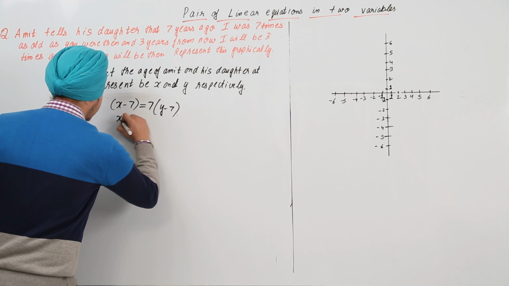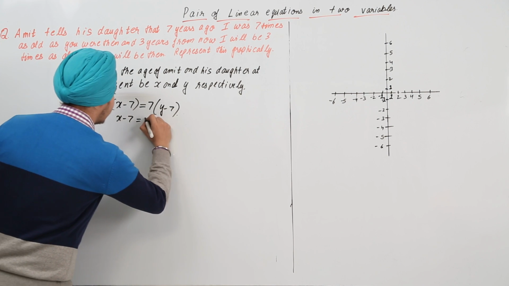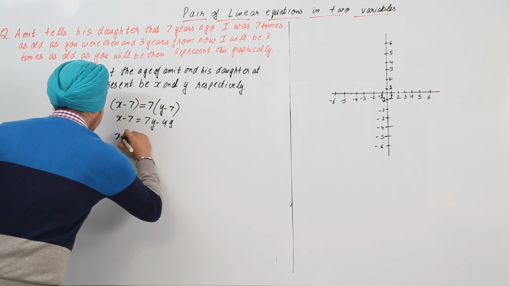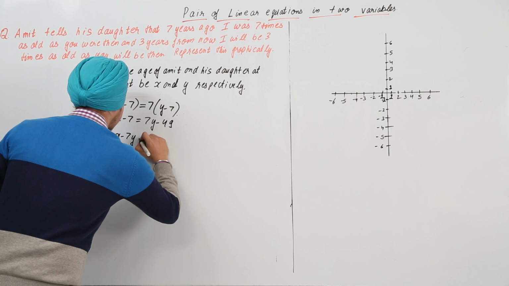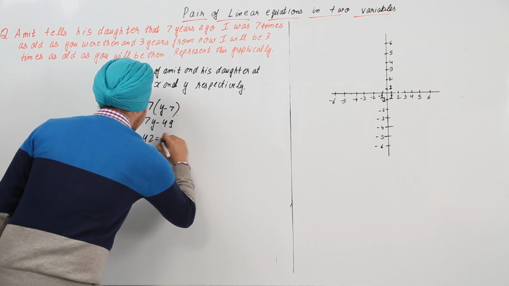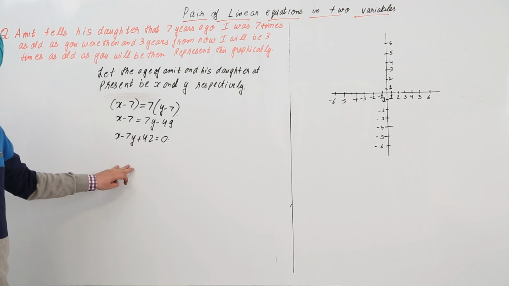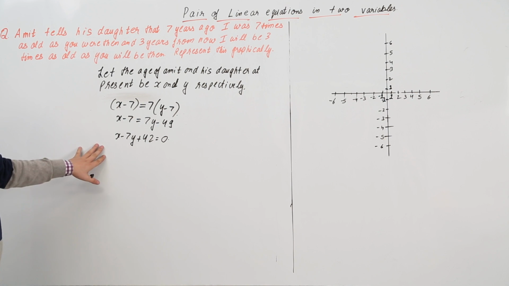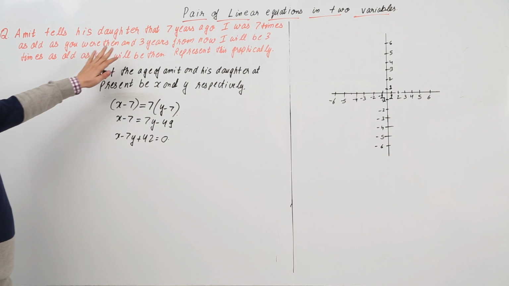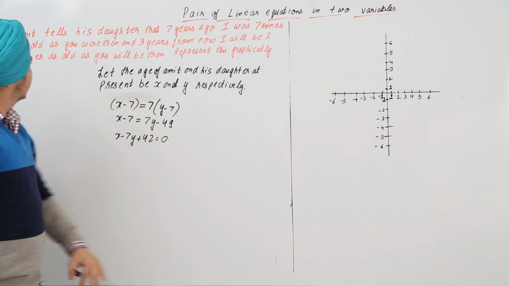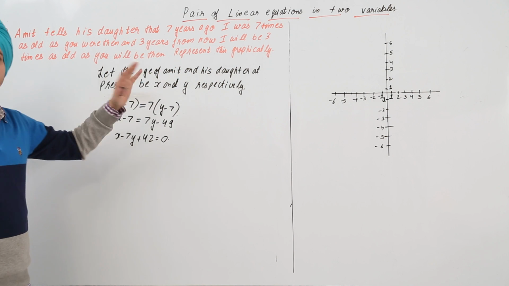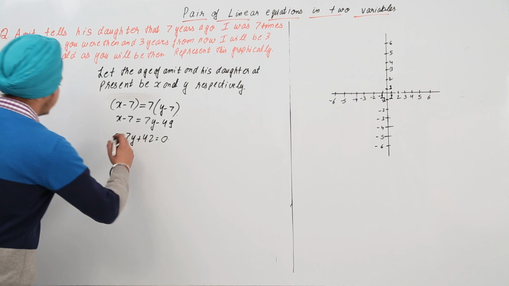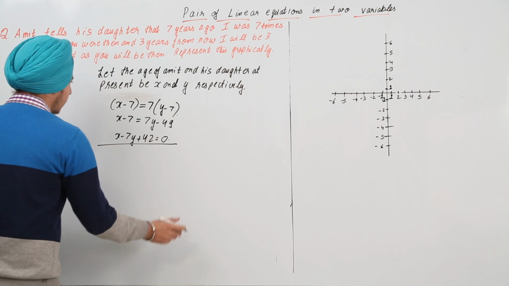So from here, let me just simplify this. We get X minus 7Y plus 42 equal to 0. So this is one equation. And 3 years from now, I will be 3 times as old as you will be then.